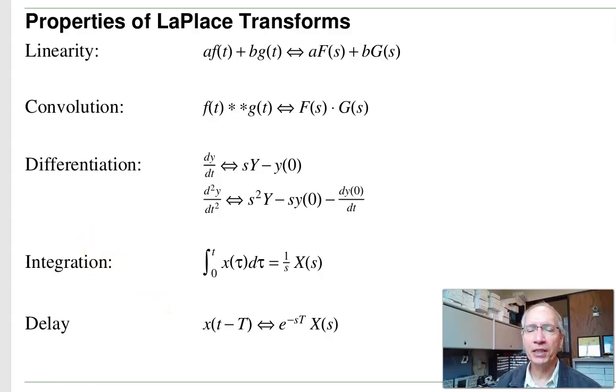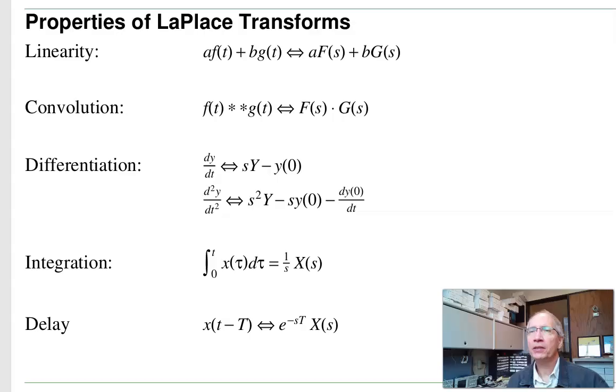Let's look at some of the properties now. These are some of the properties of Laplace transforms, and we'll give proofs showing that these actually work. Laplace transforms are linear. What that means is if I have two functions added together, their Laplace transforms add together. Laplace transforms turn convolution into multiplication. If I convolve in the time domain, I multiply in the Laplace domain. And this is where Laplace transforms really shine. Multiplication is way easier than convolution.